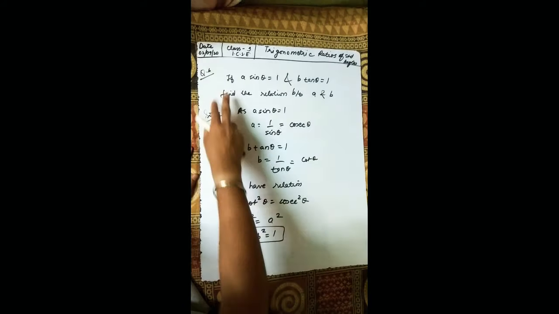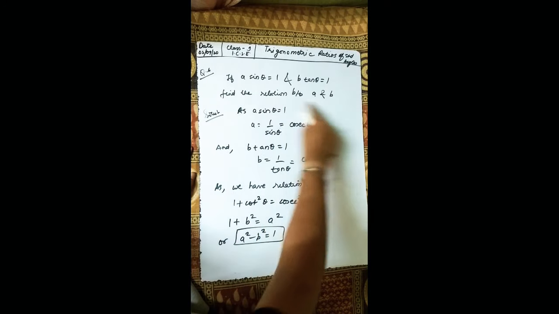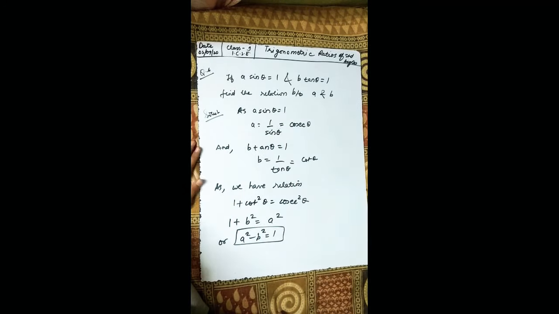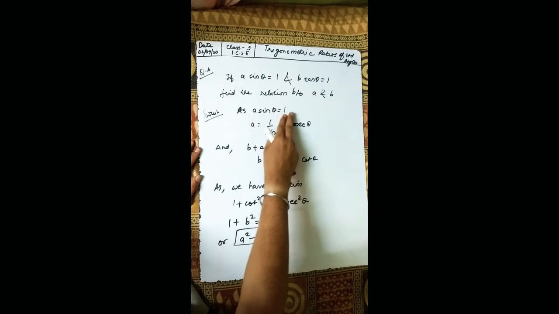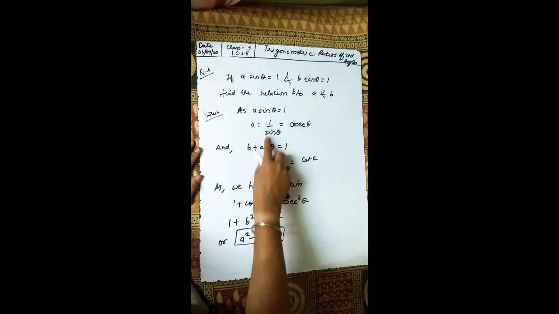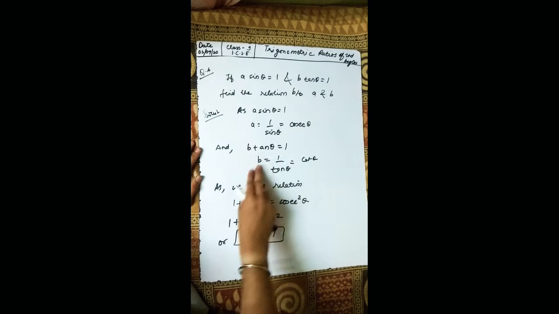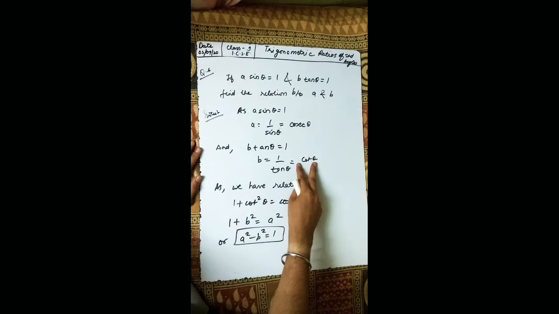So, if A sin theta equals 1 and B tan theta equals 1, then find the relation between A and B. This was the question. We are given A sin theta equal to 1. Take sin theta to the denominator. So, A will be 1 upon sin theta, that is cosec theta. B tan theta equal to 1, so B equals 1 upon tan theta, that is cot theta.